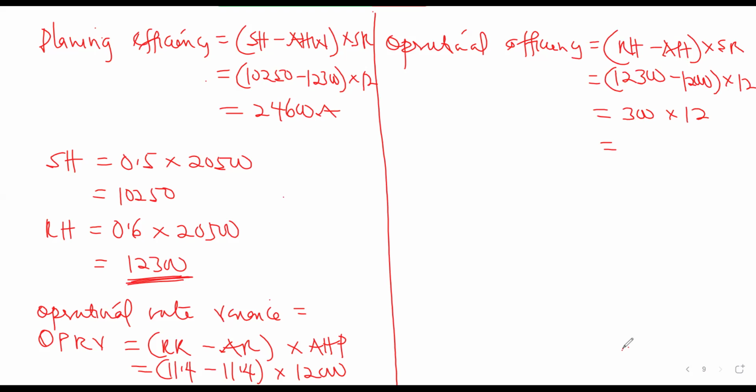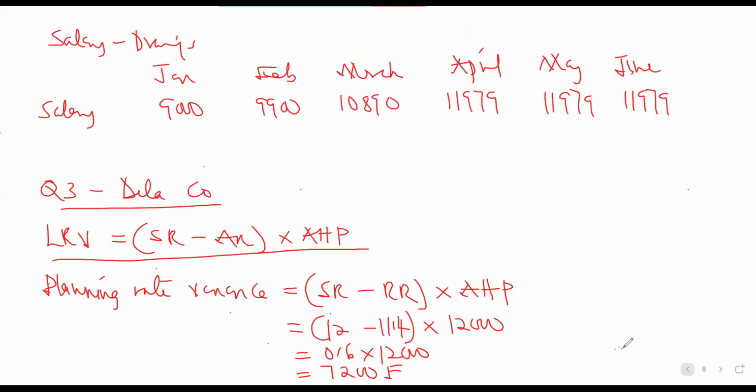3,600 favorable. Are you sure? Okay, it's favorable. 3,600 favorable. Okay. Let's come here. Check something. What will be the total efficiency variance?